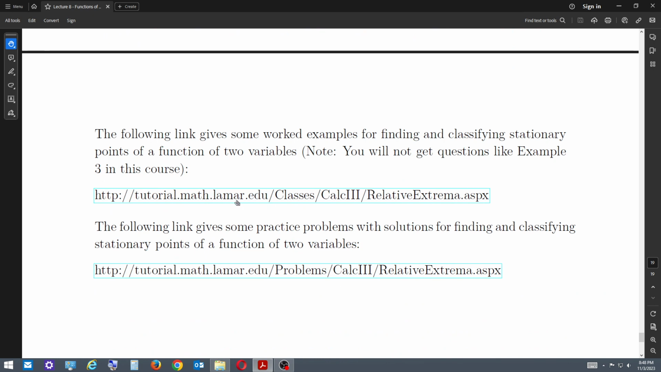Alright, there are these two links that give you some additional practice problems, as well as some more worked examples. So if you do need any more practice, please use these links and make sure you understand how to do these problems, because they are actually really straightforward and really nice to do once you're comfortable with your differentiation and the overall method of doing it.